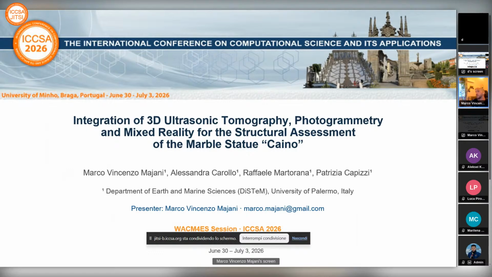We do not want only to detect possible internal defects. We also want to represent the diagnostic result inside the real geometry of the artwork, in a way that the conservator can inspect directly.